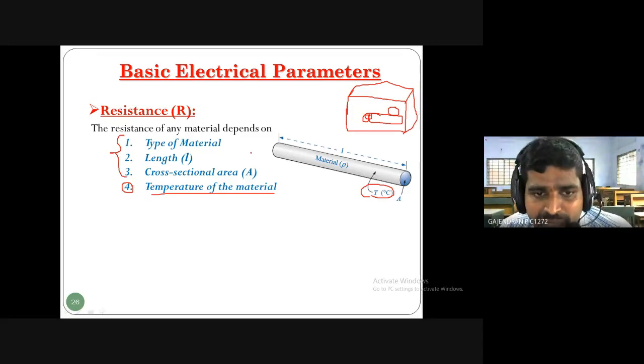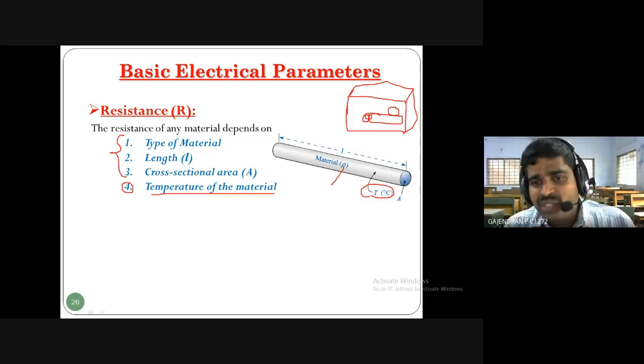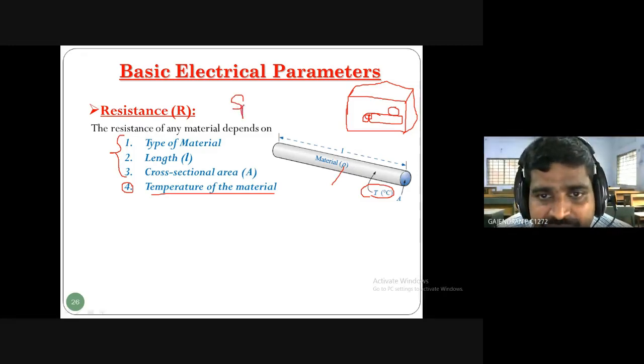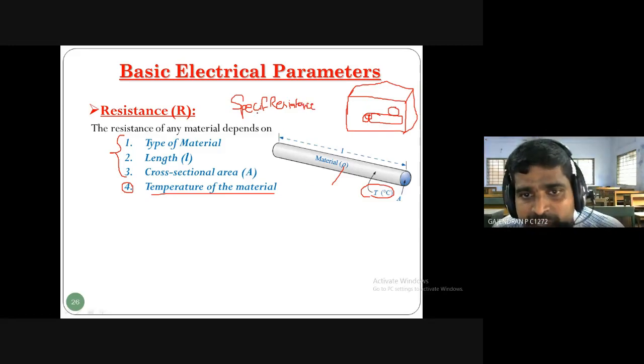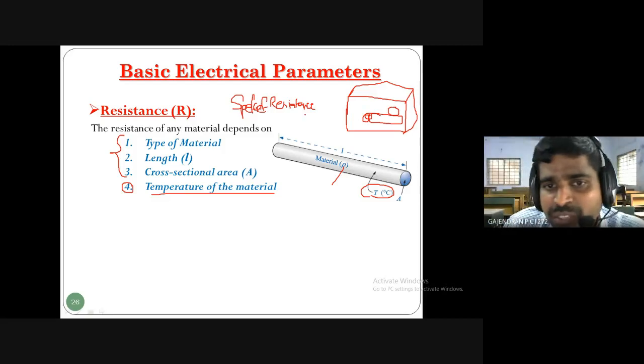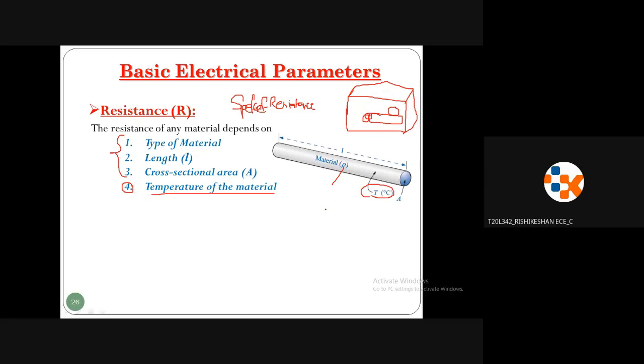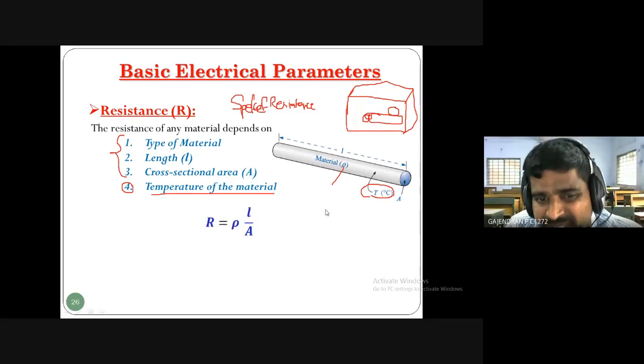Your friend told that this symbol is called resistivity. So resistivity, or specific resistance. This will vary from metal to metal. Specific resistance of the material changes for each material. So the other name is resistivity.